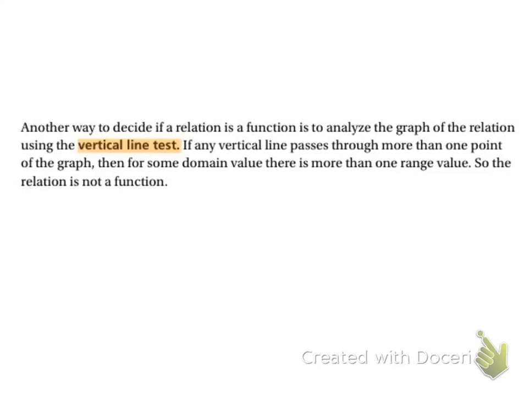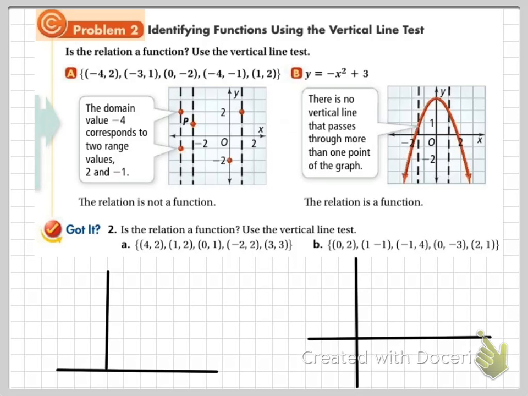Okay, another way to check if something is a function is using the vertical line test. We use this one when we're looking at graphs, okay? We're not going to use it when we're looking just at a list of points. We'll use it when we're looking at graphs. So if you can draw a vertical line, verticals up and down, and it only goes through one point, then it's a function.